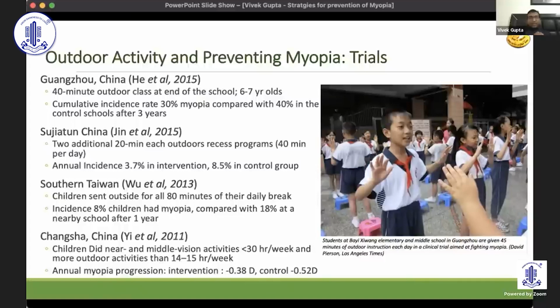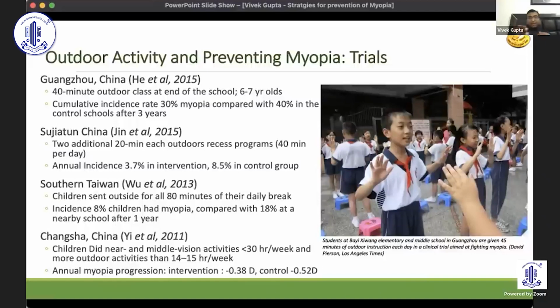In China, there were two additional 20-minute outdoor recess programs, for 40 minutes per day. The annual incidence was more than 50% reduced: 3.7% in the intervention group versus 8.5% in the control group. In a study in South Taiwan, children were sent outside for all 80 minutes of their daily break. So there the incidence was even further reduced.